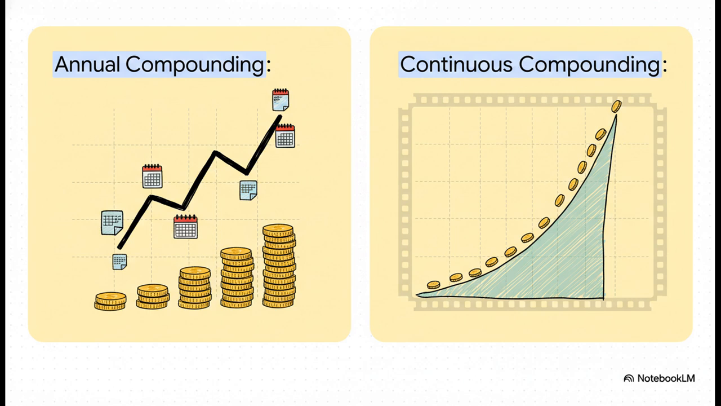Now, on the right, we see what's actually closer to reality. In the real world, value doesn't just appear once a year. It accrues continuously, moment to moment. And that's what our integral model captures so perfectly. It doesn't give us snapshots. It gives us a continuous film, a dynamic movie of how an investment actually grows over time.